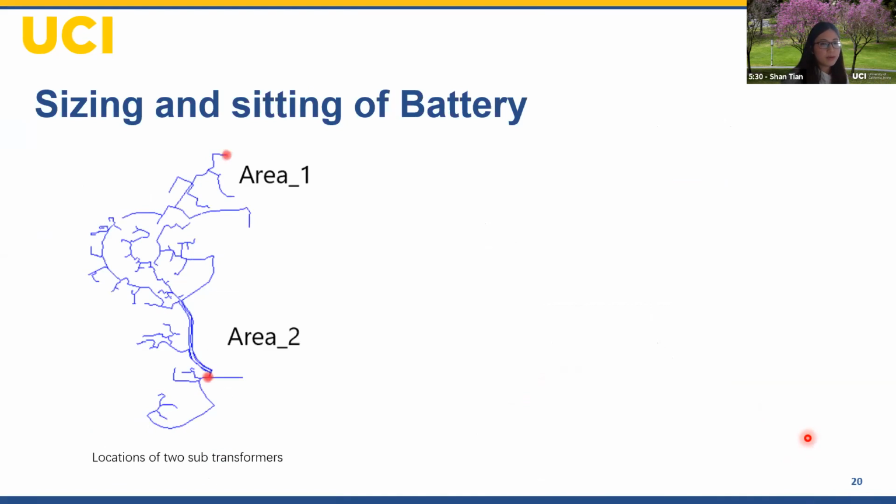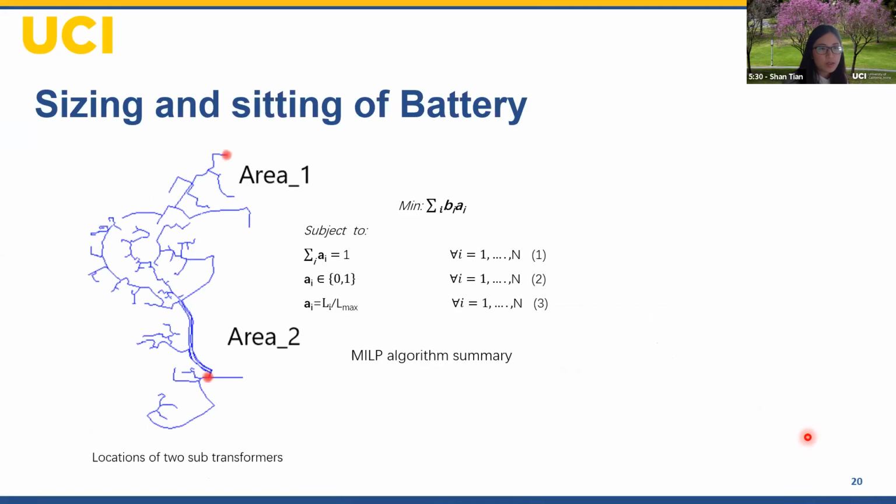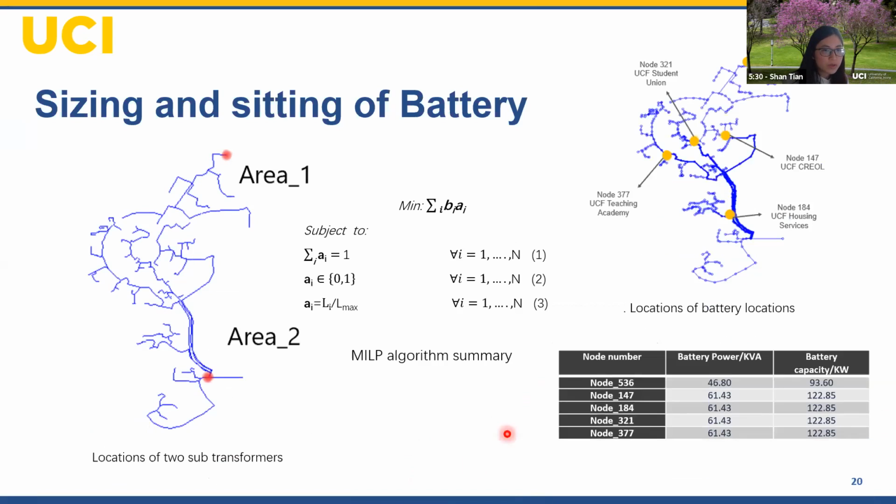To decide the battery's siting locations, we choose two major areas according to the location of substations. Each area divides the total battery capacity according to their respective overall average load, as shown in the left figure. We also harness the mixed integer linear programming algorithm to optimize the siting. The allocation results are shown on the right.